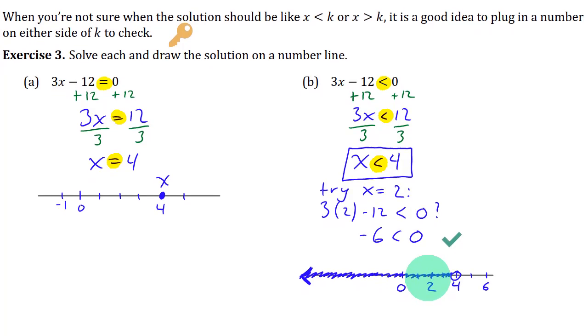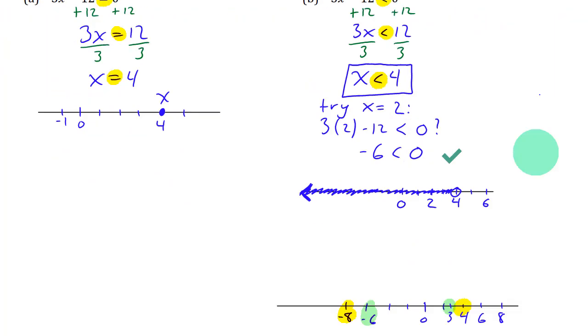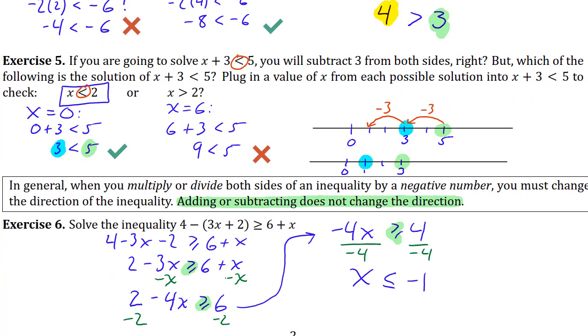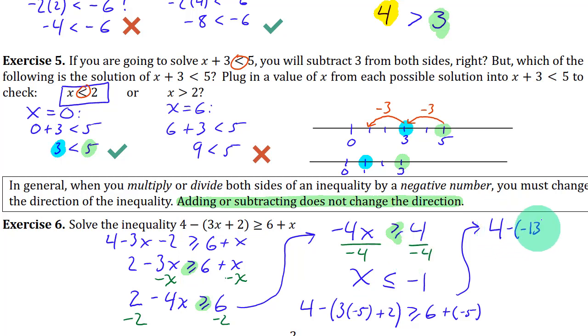If you're not sure whether it should be less than or greater than, just plug in a number. So if you forget this rule, that's okay. Pick your favorite number less than negative 1. How about negative 5? So let's check. 4 minus 3 times negative 5 plus 2, and then is that greater or equal to 6 plus negative 5? Let's work this out over here. 3 times negative 5 is negative 15. Negative 15 plus 2 is negative 13. So this turns into 4 minus negative 13.